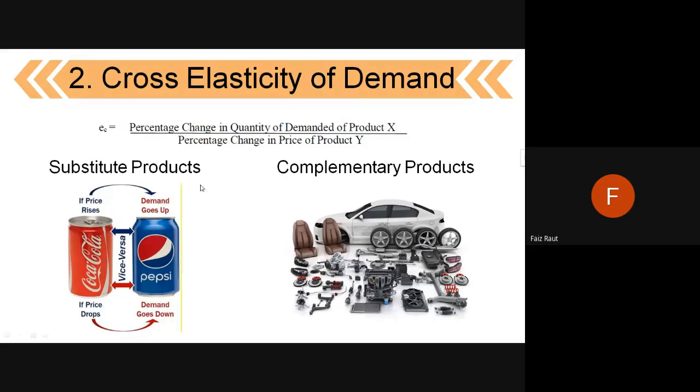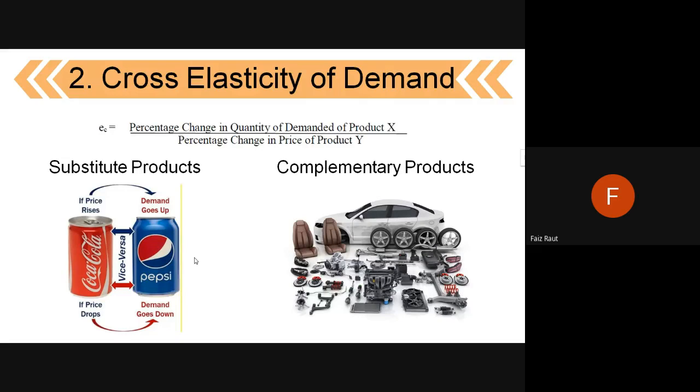Cross elasticity is when the demand for one product is dependent on the price of another product. There are two types: substitute products and complementary products. Substitute product: if I don't get Coca-Cola, I'll go and buy Pepsi. If the price of Coca-Cola rises, then the demand for Pepsi will go up. If the price of Coca-Cola drops, the demand for Pepsi will go down. Even if Pepsi has kept its prices the same, any change in the price of the substitute product Coca-Cola will change the demand for Pepsi.